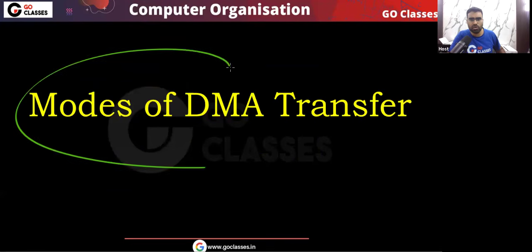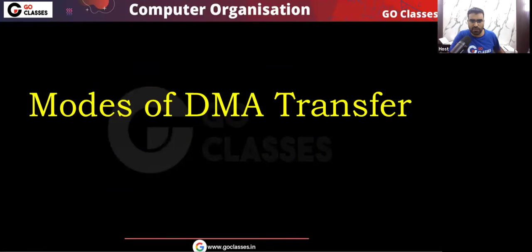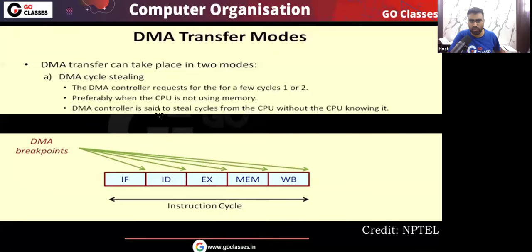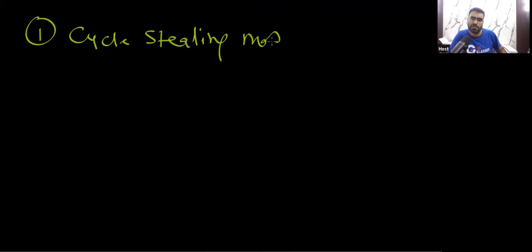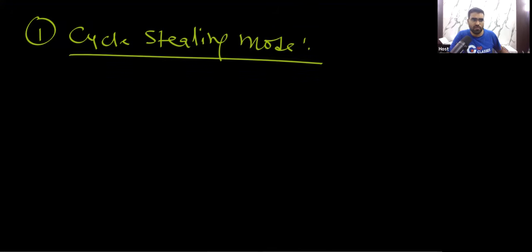Now let's see modes of DMA transfer. What are the different modes of DMA transfer? Let me tell you one by one. The first mode is cycle stealing mode. See, this is very interesting, cycle stealing mode. Okay, what this mode basically says.